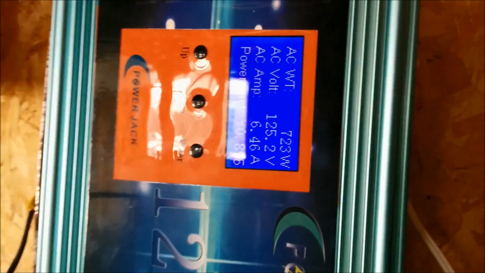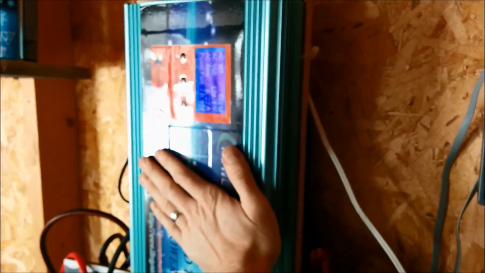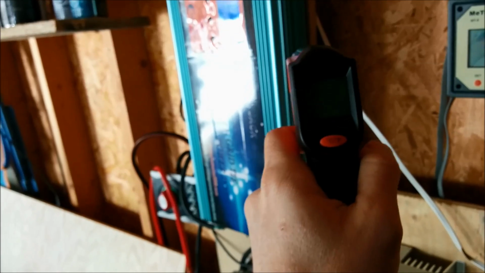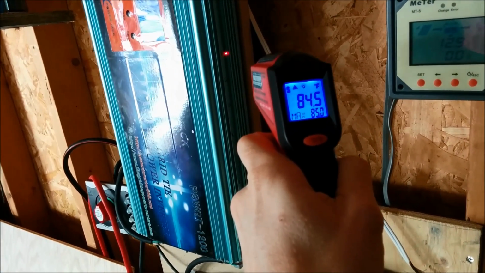As we get closer to spring, my daily input of power is quite a bit higher now. So this is the most power I've run through this so far. Let's see what kind of temps we're running. It is a slightly warmer day, still in the negatives, but warmer nonetheless. Got 84.